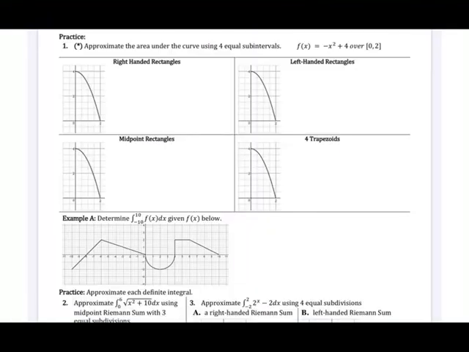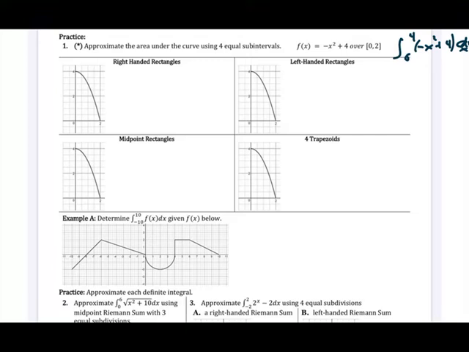So here we have a curve, the curve negative x squared plus 4 from 0 to 2. So what we're being asked to do here is evaluate the integral from 0 to 4 of this function. Oh, you can't see my x there. Using 4 different Riemann sums.